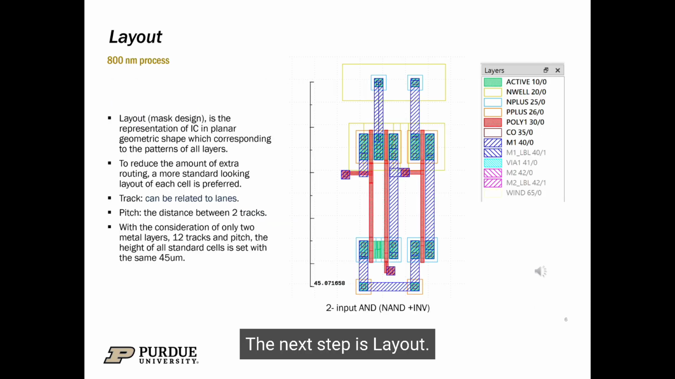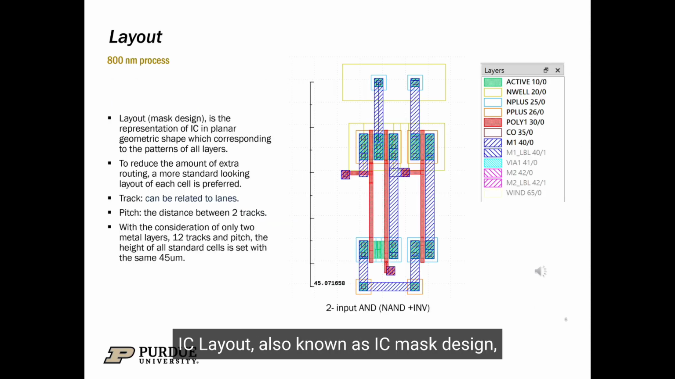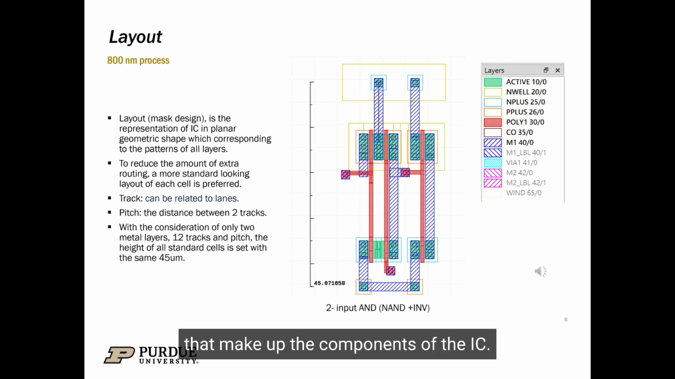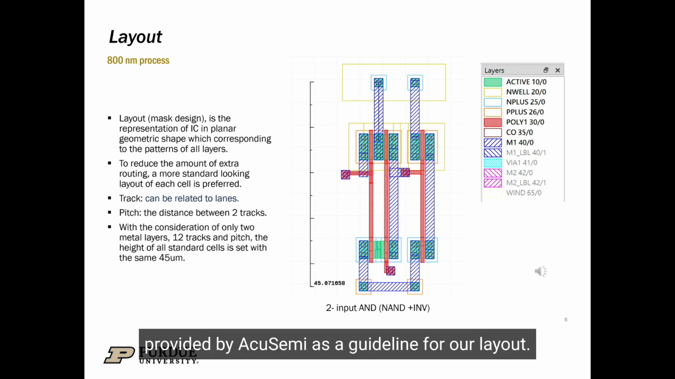The next step is layout. IC layout, also known as IC mask design, is a representation of an IC in terms of planar geometric shapes which correspond to the patterns of all semiconductor layers that make up the components of the IC. Here we are using the 800 nanometer process provided by AccuSemi as a guideline for our layout.